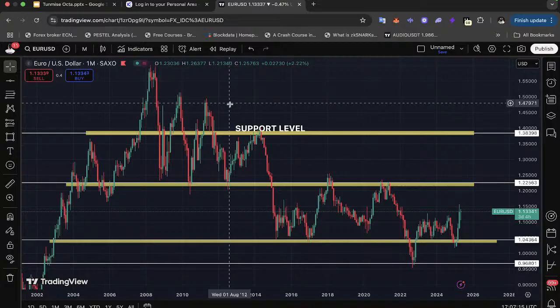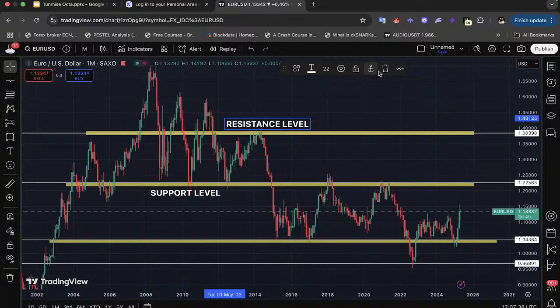So when price gets up to it, it gets pushed back. So that's our resistance level. This level also is a resistance level, right? So here it was a support level, here it has turned into a resistance level.